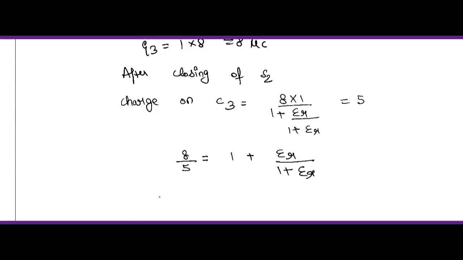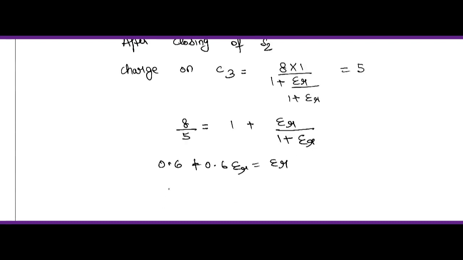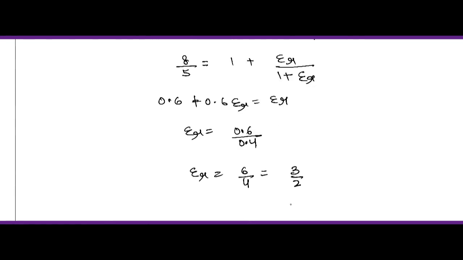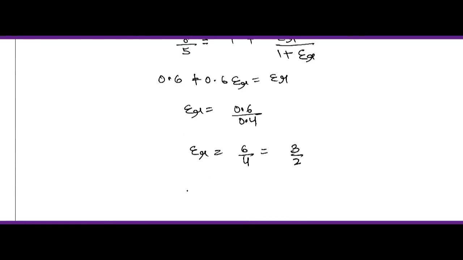So from this we get 0.6 plus 0.6 into relative permittivity is equal to relative permittivity. On solving this, we get relative permittivity is equal to 0.6 and this is 0.4 here. So we get relative permittivity is 4 by 3, 6 by 4, that is 3 by 2, and we get relative permittivity is 1.5 here. So this is the answer for this question.